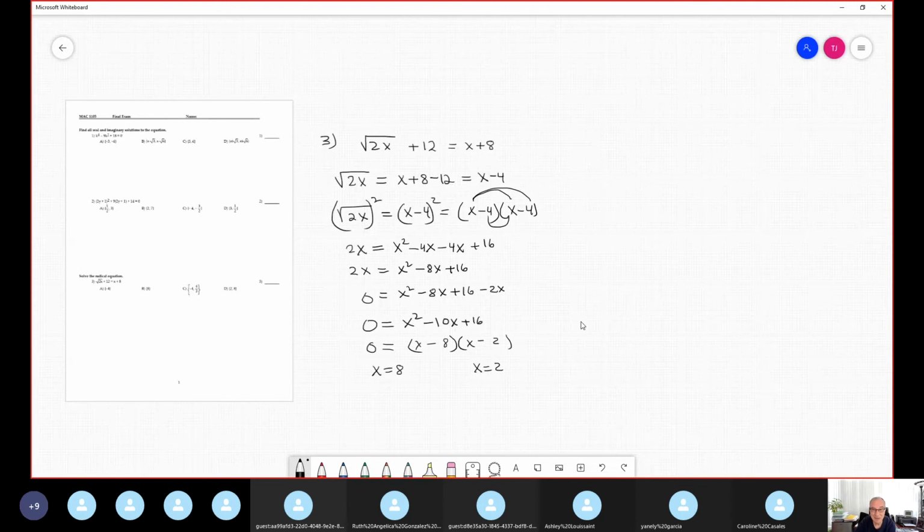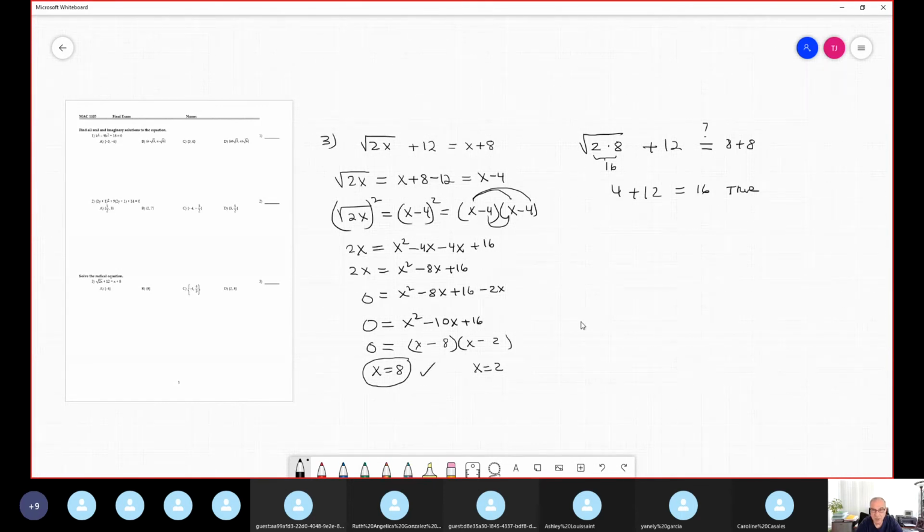Check it for 8. So first of all, replace x with 8. 2 times 8 plus 12 outside the radical should be equal to 8 plus 8. 2 times 8 is 16, square root of 16 is 4, and 4 plus 12 is 16, and 8 plus 8 is 16. This is the statement. It's true. It's obvious. Therefore, 8 is a good answer.